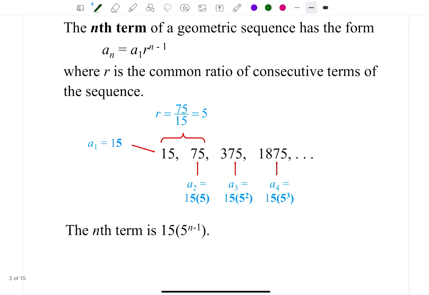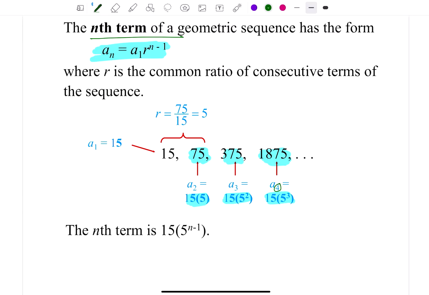Another example, the nth term of a geometric sequence. The formula for the nth term is an equals a1 r to the power n minus 1. Because to get the second term, we multiply with 1 r. To get the third term, we multiply with r squared. To get the fourth term, we multiply with r to the third power.